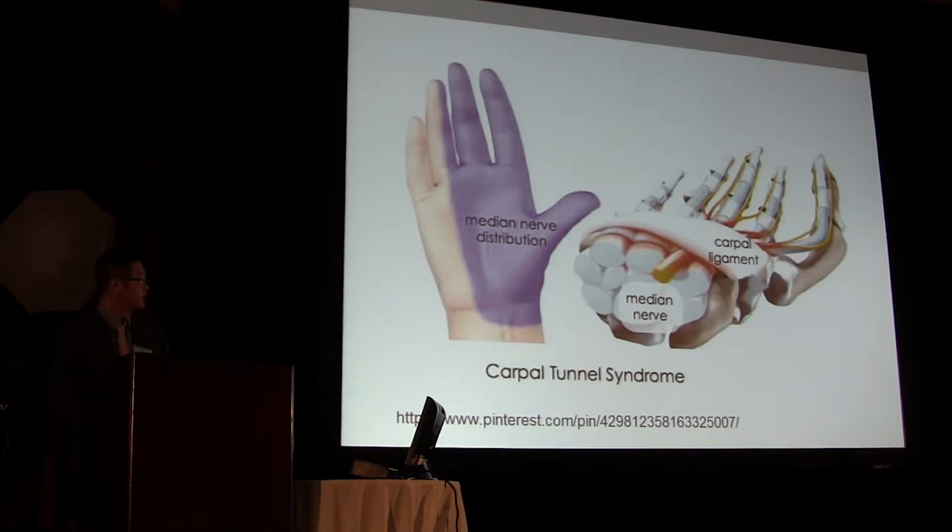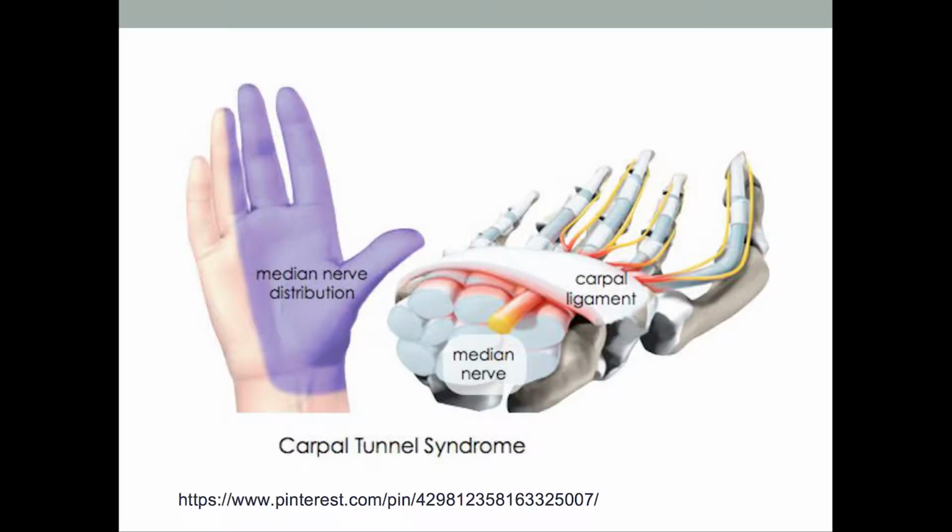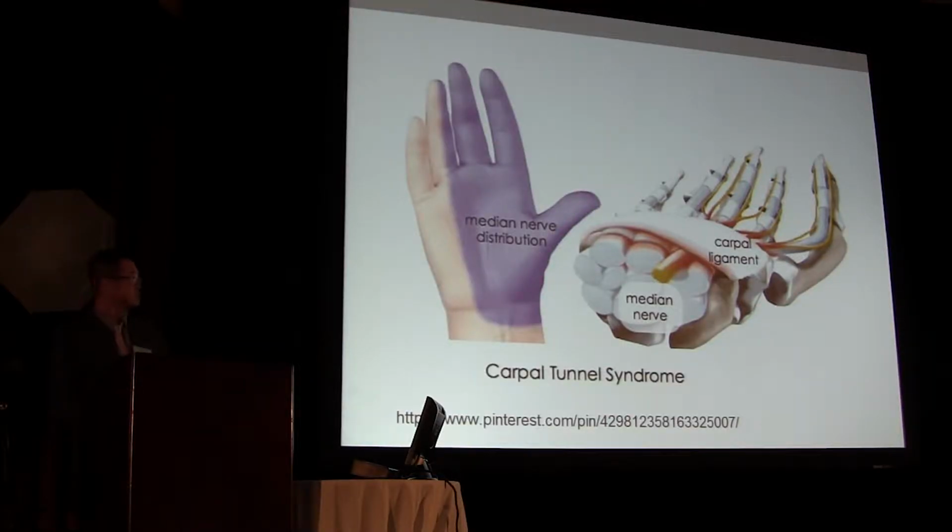The distribution of carpal tunnel syndrome is the palmar 3.5 digits, which is the innervation of the median nerve: the thumb, index, the middle finger, or the long finger, as we refer to it in hand surgery, and half of your ring finger. Keep in mind there are some variations, so not everyone reads the anatomic textbooks, and some people will have different innervation, but this is basically what most people will have.